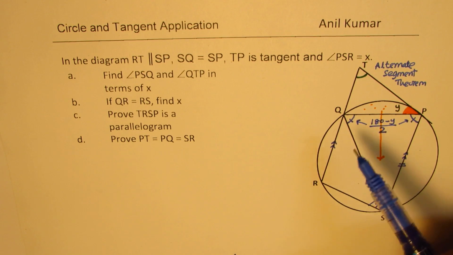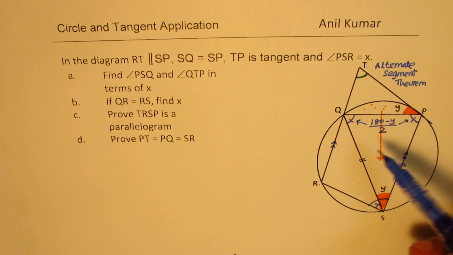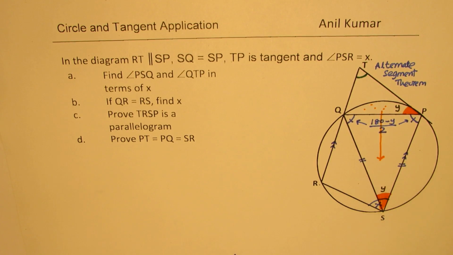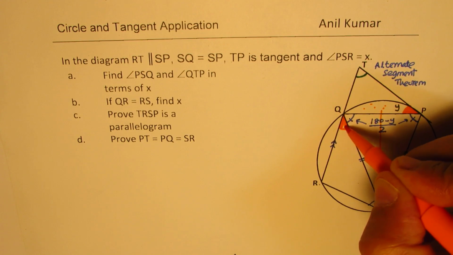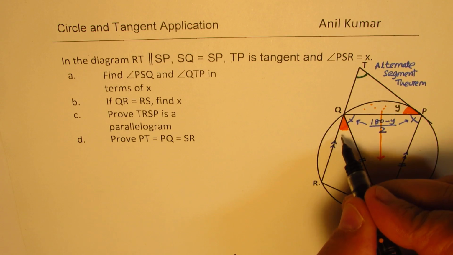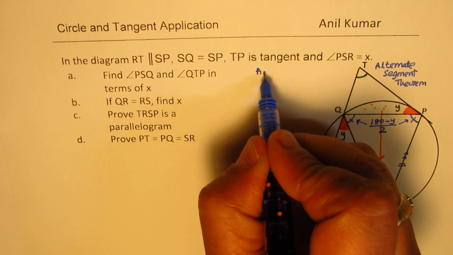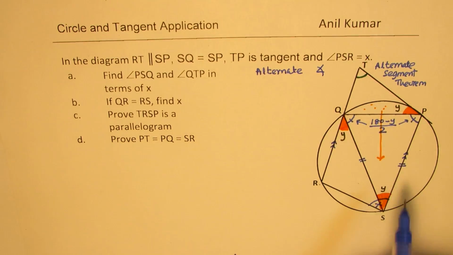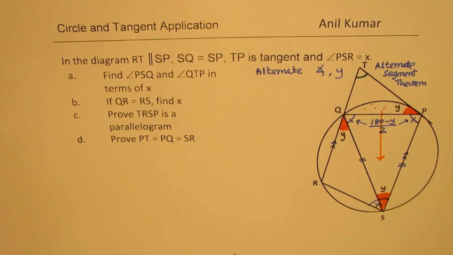Now we are also given that RT is parallel to SP, right? And that becomes a transversal line. So that means we can correlate this with that angle, right? This angle here is an alternate angle, so this angle should be equal to that angle. So both are Y, and the reason for this is they are alternate angles. So these are those y's which we have shown here.